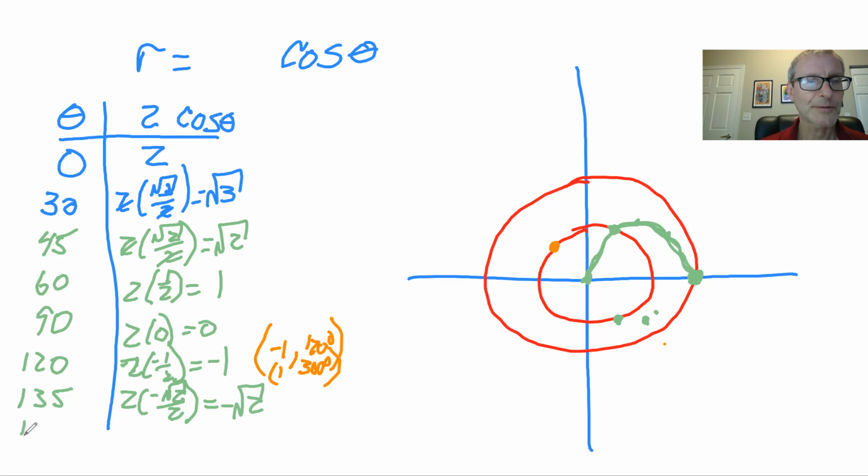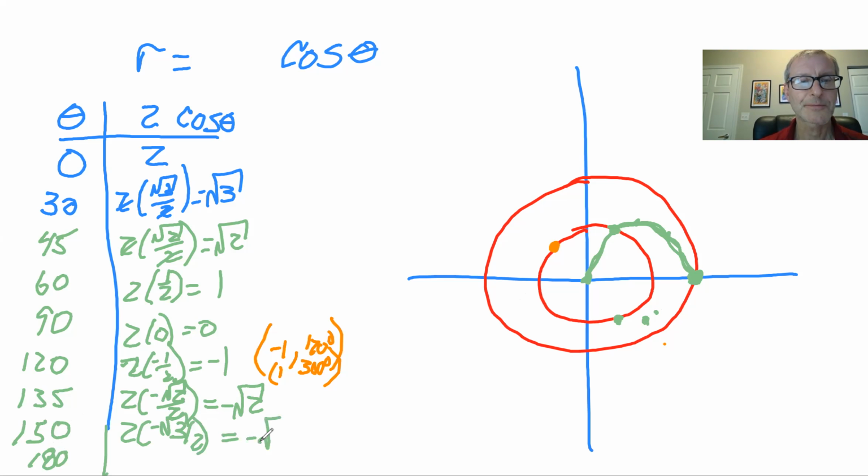And then the same with another, so that would be 150, right? 60, yeah, and then 180. We end up back to the same spot, right? So this one would be 2 times minus the square root of 3 over 2. And that would be minus the square root of 3. All right, and that would be about right here.